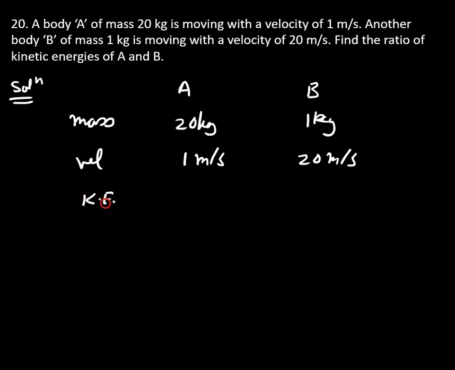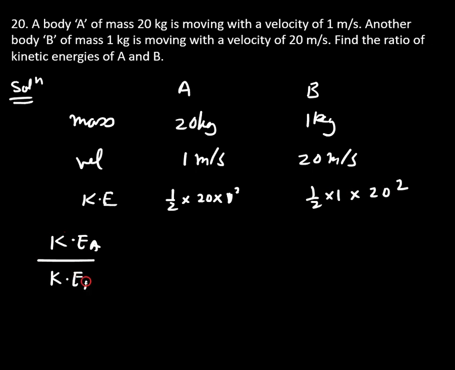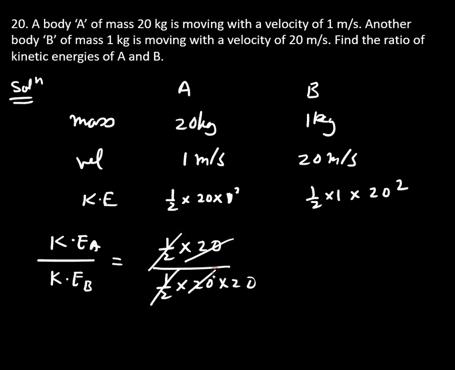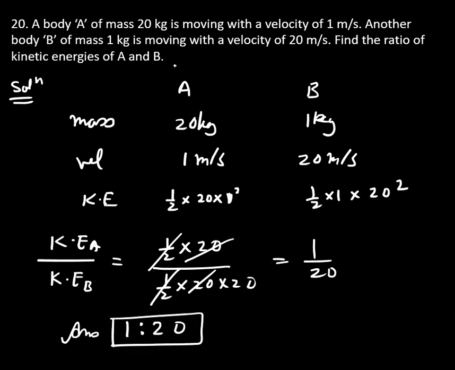So kinetic energy will be equal to half into m into v squared. This will also be half into m into v squared. So therefore kinetic energy of A upon kinetic energy of B will be half into 20, and this will be half into 20 into 20. So I'll cancel this half, I'll cancel 20, and here you will have 1 upon 20. So your answer is 1:20. Remember, when they ask you for a ratio, leave your answer as a ratio.